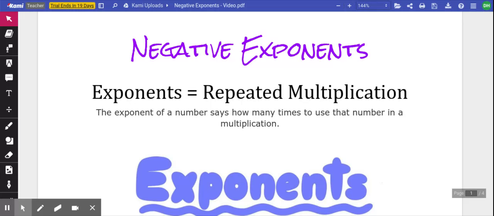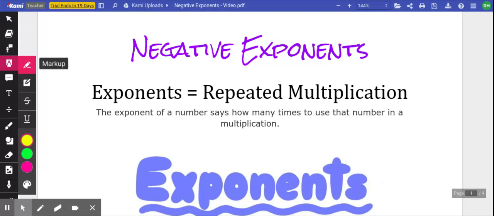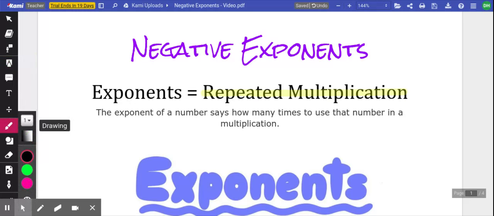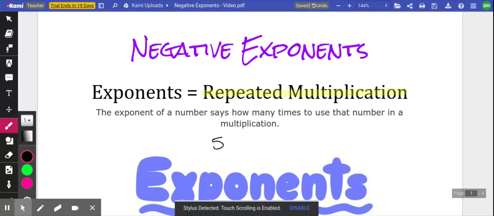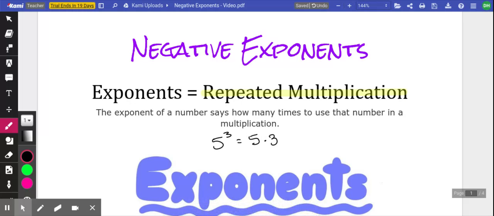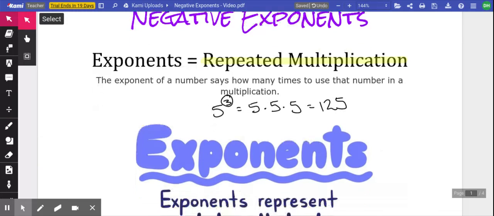Okay, so first let's set the stage. Let's recap what we know about exponents up to this moment. We've always defined exponents as simply being repeated multiplication. In other words, the exponent of a number says how many times we want to use that number in multiplication. So it's been real straightforward. If you saw 5 to the third power, we want to repeat that 5 three different times. 5 times 5 times 5 makes 125. So that's all this is, an indicator of how many times we want to repeat that multiplication.